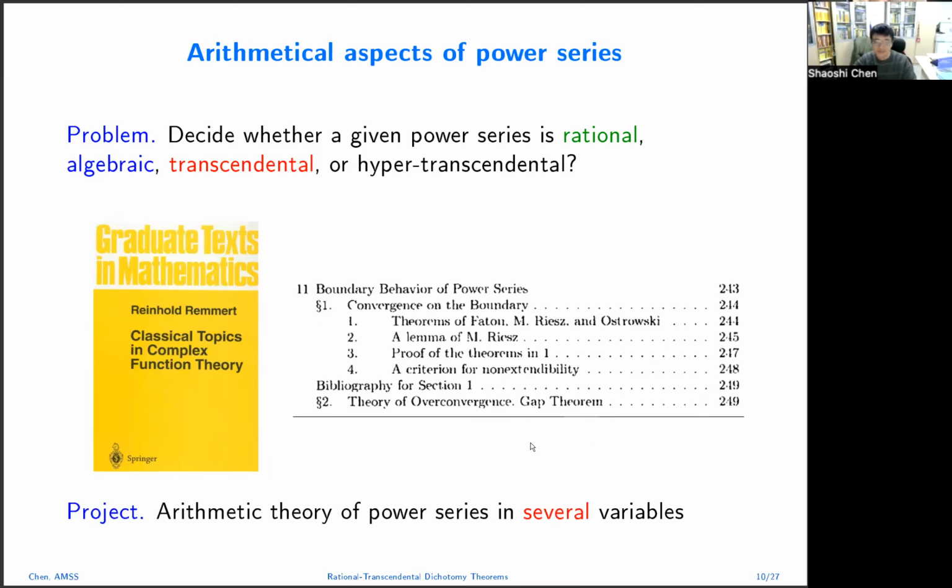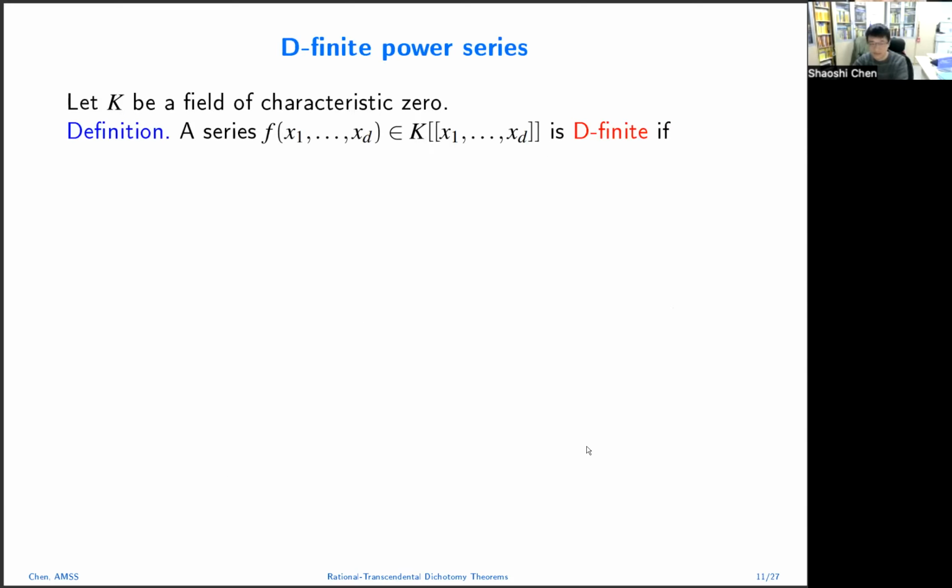Many years ago, when I was at the Fields Institute, I was reading this book by Remmert. I was trying to ask myself, can we generalize most of the results to the case of several variables? At that time it was just a long-term project, but now many things can be generalized to the multivariable case. I will report some of the results.